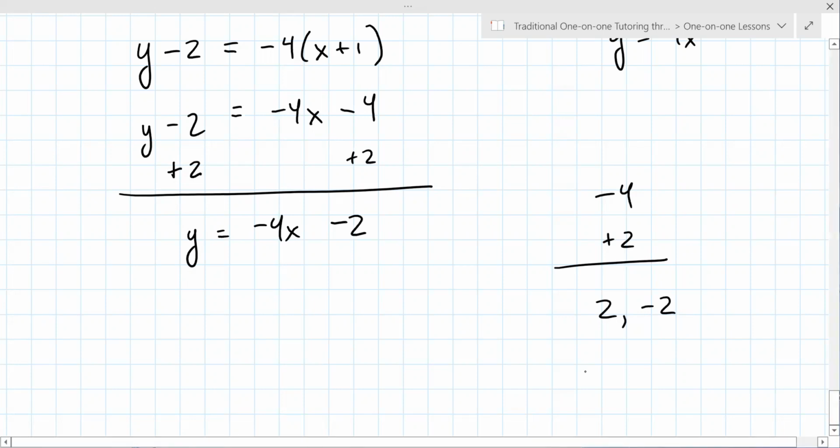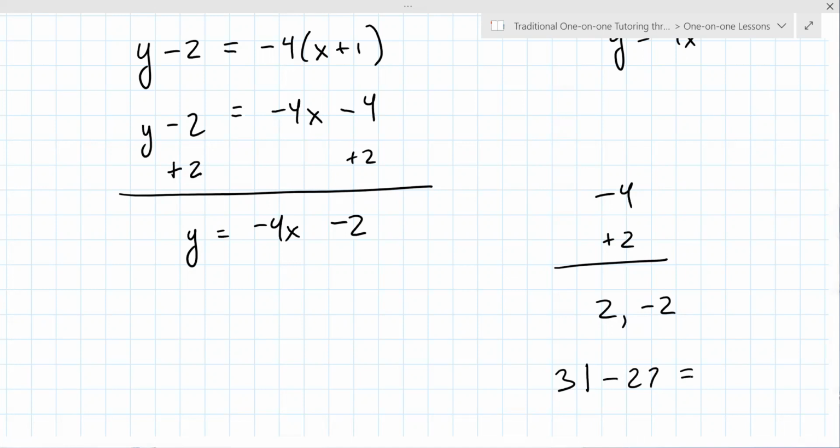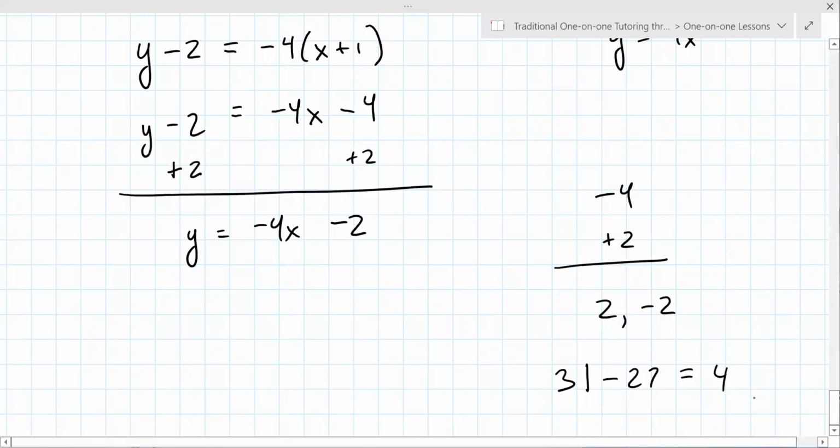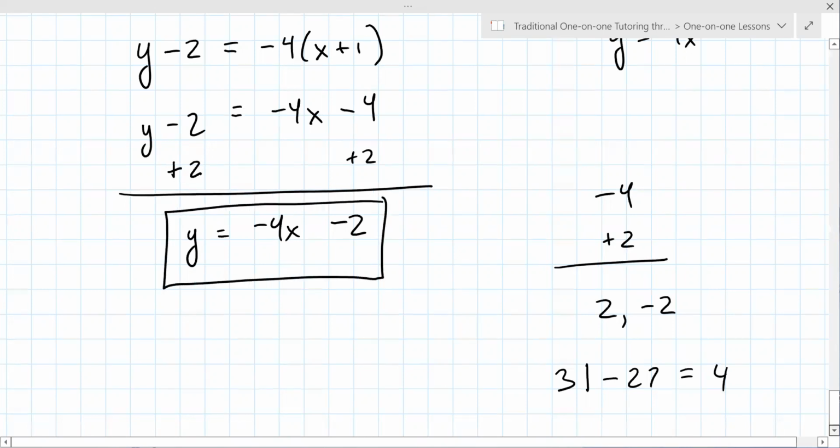But you'd be surprised. If I asked you 31 minus 27, can you tell me what that is? If you're not sure, you just count, right? 28, you hold up one finger, 29, and so on. And that's 4. We don't want to make a big deal out of this. All right.